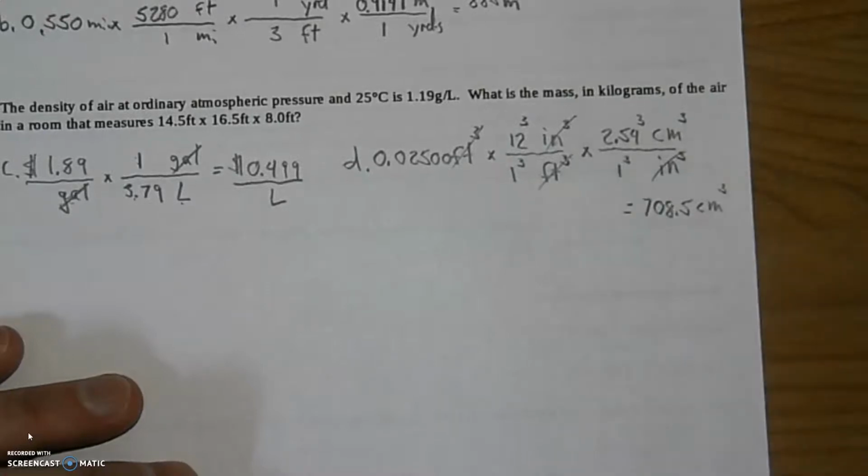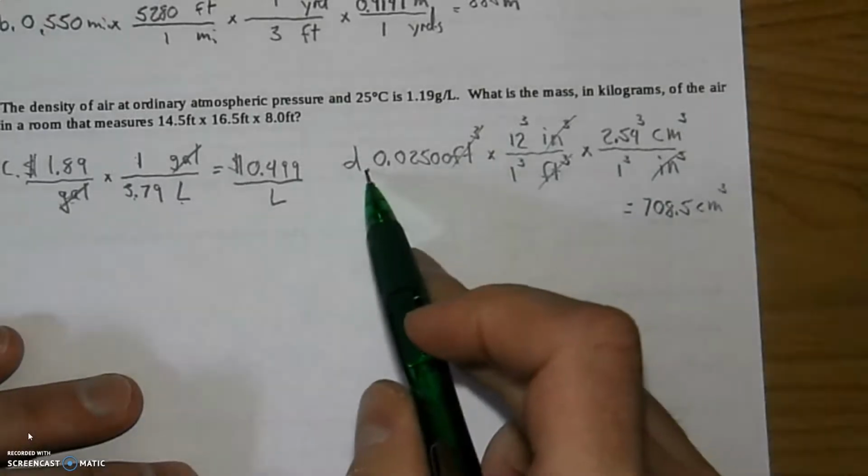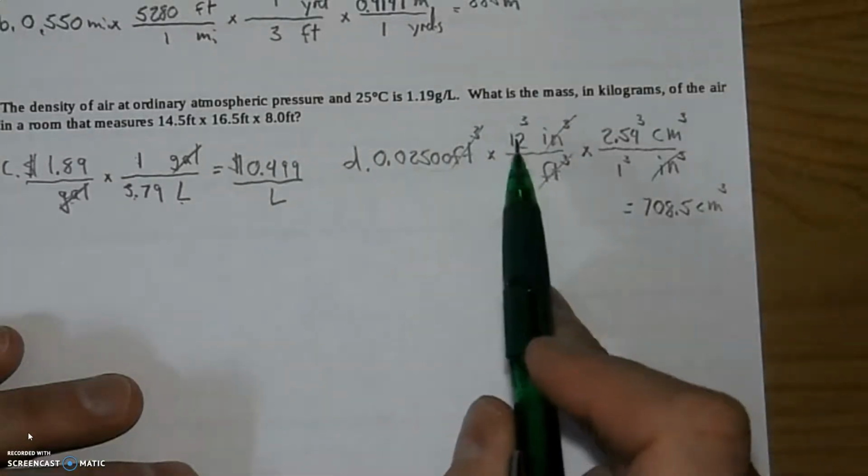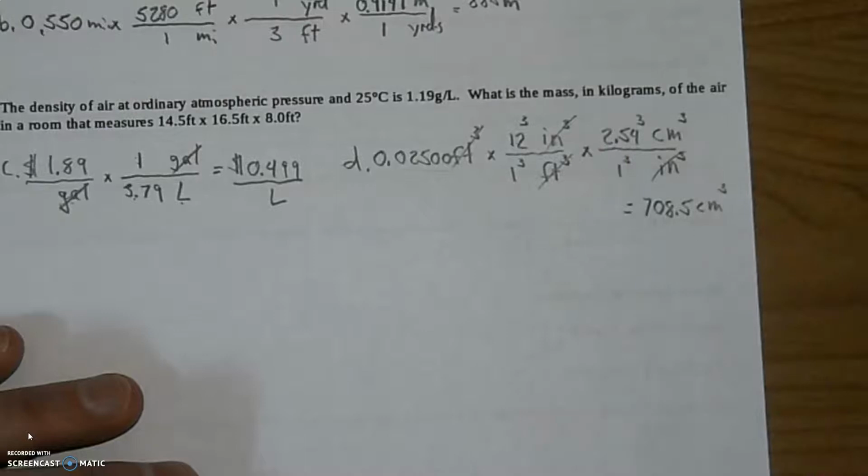Ones, of course, aren't going to change at all. This number was already defined. You don't have to do anything to that. It's already kind of there. So this times 12 cubed times 2.54 cubed will give you this answer.